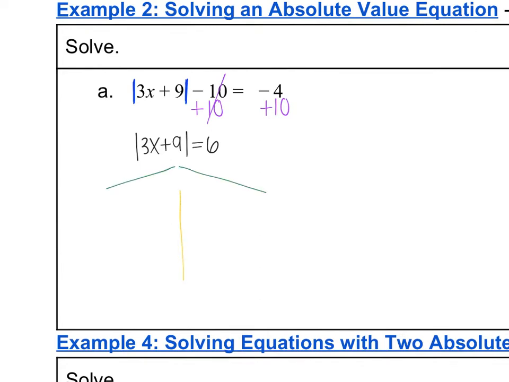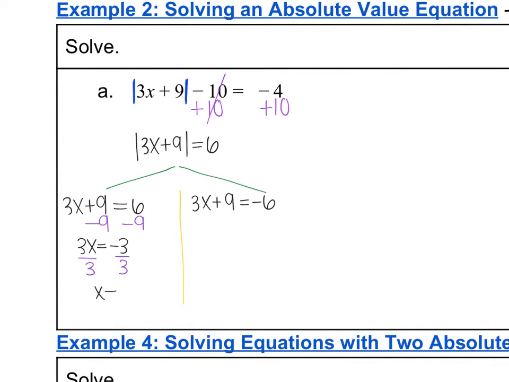I'll write my two equations. My two equations, remember the 3x plus 9 stays the same. For my first equation, it's equal to 6. And then the 3x plus 9 is equal to -6 for the second equation. And now we'll solve this. I'll start on the left side, subtracting 9 from both sides, to get 3x equals -3, and then I'll divide by 3 on both sides, and I'll get x equals -1.